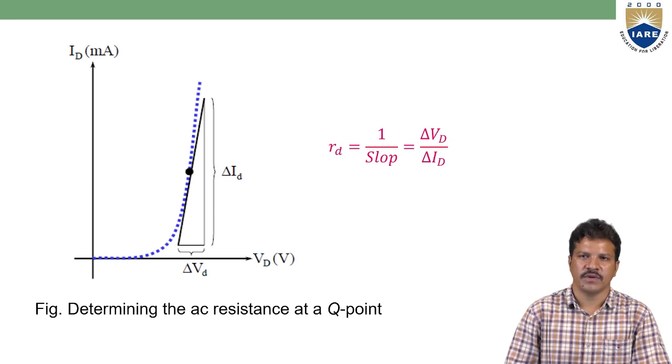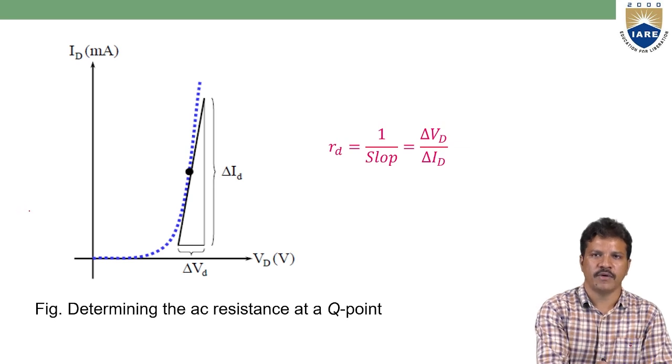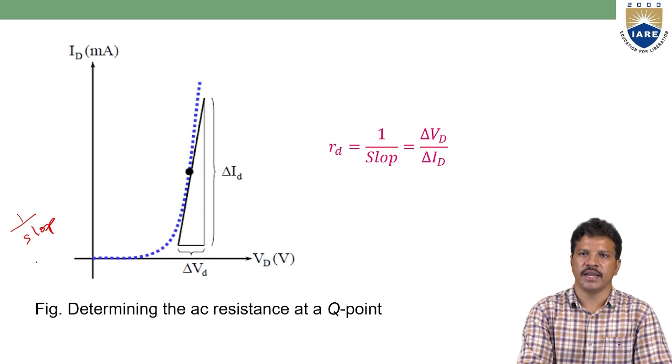whatever the change in delta VD of that tangent line slope in the x-axis and change in the y-axis can be represented as delta ID. So the ratio of this change in voltage delta VD by delta ID is called dynamic resistance, which is also the reciprocal of the slope of this curve. So what is slope actually? Delta y by delta x is dID by dVD. So it is simply the reciprocal of the slope, dVD by dID.